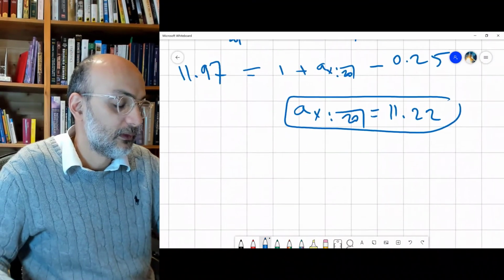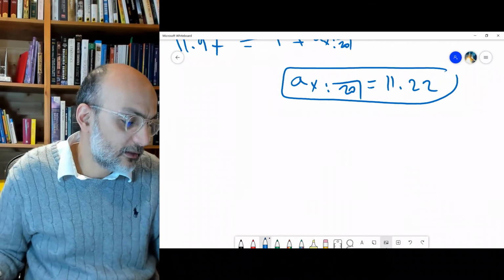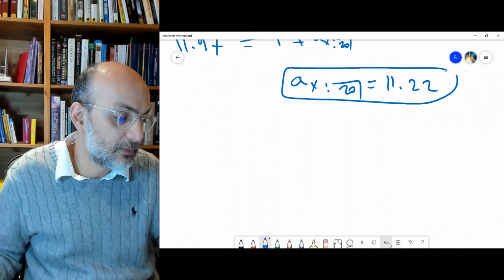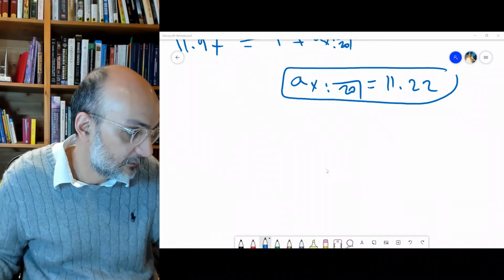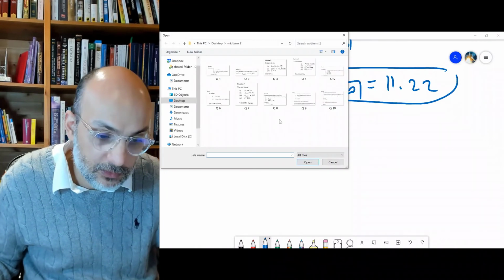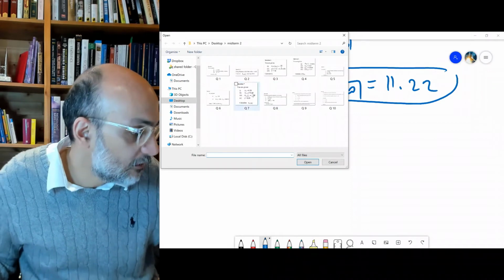Very good, very good. So so far it's not really a hard exam. You just need to be focused. So many things going on, but you need to be focused. Let's take another image here. What question now? We did question 7. Let's do question 8.